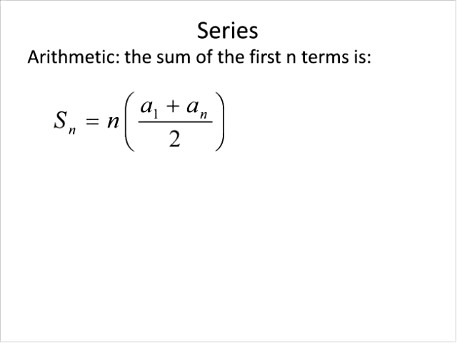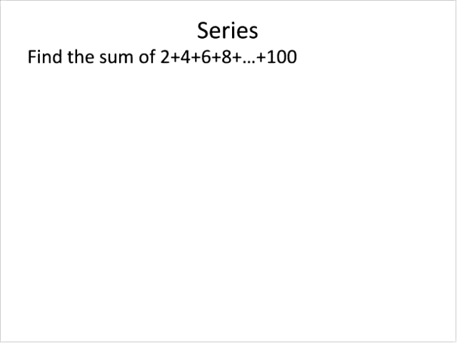Right. For an arithmetic sequence, the sum of the first n terms, so the sum of the series, will be this one. The number of terms times the first term plus the last term, A sub 1 is the first term, A sub n is the last term, divided by 2, and then of course multiplied by the number of terms in the series.